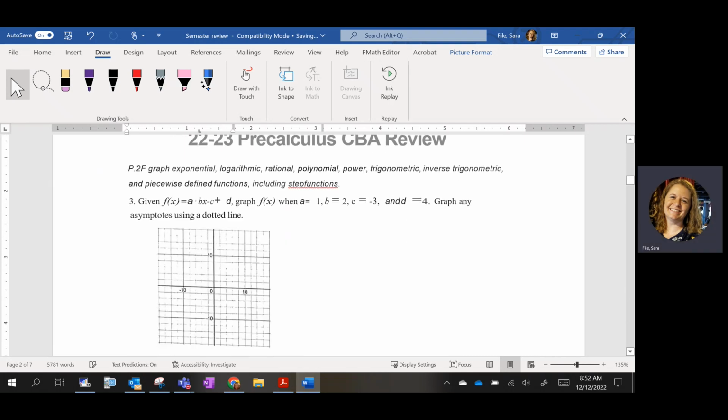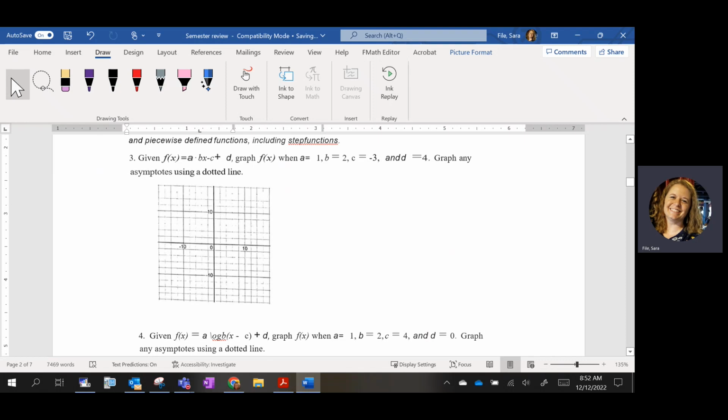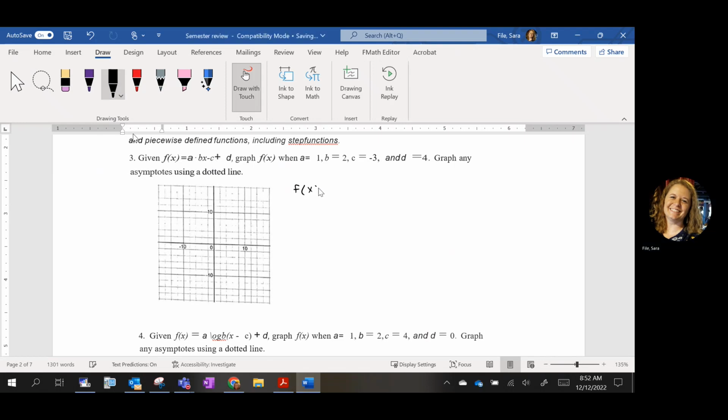So this first one, number 3, tells us, given that the parent function f of x is a times b to the x minus c plus d. So that is supposed to be a power of x. I'm going to just rewrite that. It didn't transfer well. a times b to the power of x minus c plus d. Okay. They want us to have a is 1, b is 2, c is -3, and d is 4. And they want us to graph any asymptotes using dotted lines.